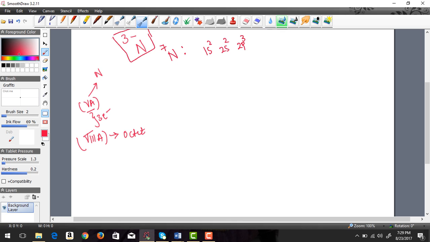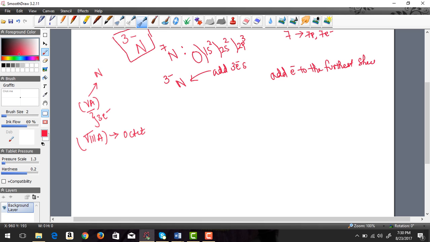Again, 3 minus is not the same as just nitrogen. This is the atomic number. So 7 means it's got 7 protons and 7 electrons, so we do have 7 electrons here in total. But when you have nitrogen 3 minus, we are going to add 3 electrons, and the rule is the same. This is where the nucleus is, this is the first shell, this is the second shell, and the third shell. You add electrons to the furthest shell.